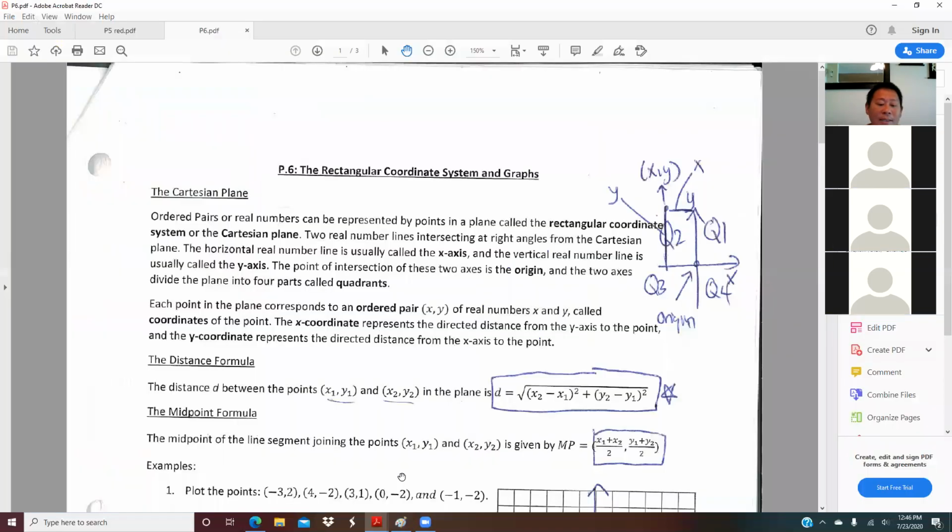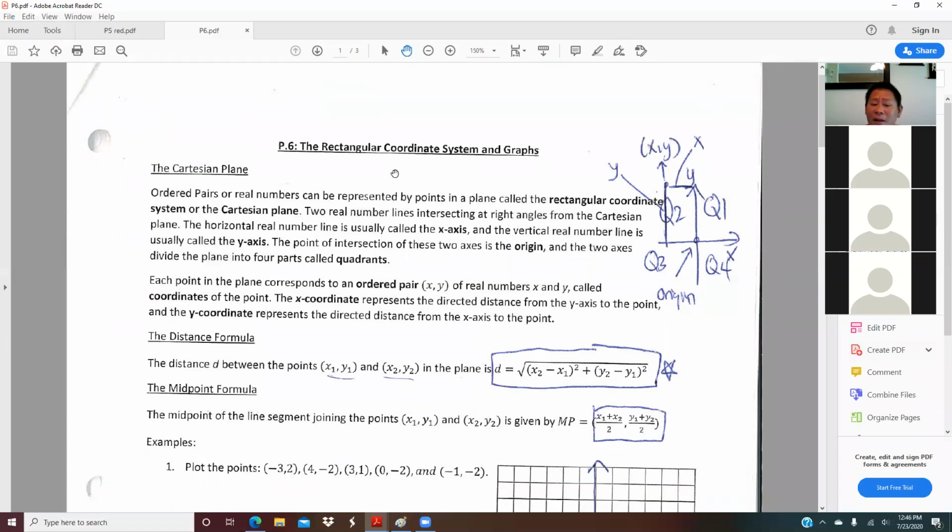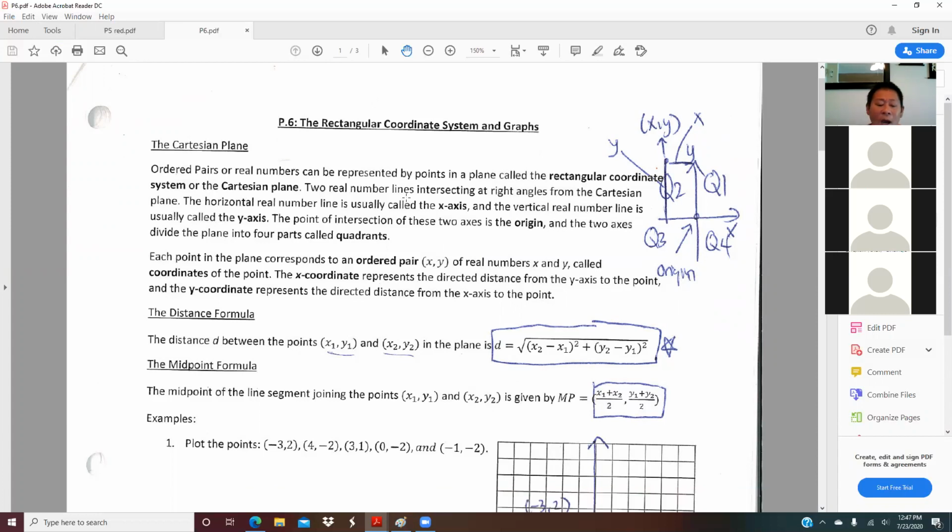Okay. Lastly, we have to talk about here is P6. We talk about the rectangular coordinate system. So I think everyone here should know how to plot a coordinate point, x, y. If you don't know how to plot it, please go and watch videos. It's very easy. We have 4 quadrants, 1, 2, 3, 4. The middle, right at 0, 0, we call it the origin. And this is your x-axis, this is your y-axis. I think a lot of people know how to plot points.